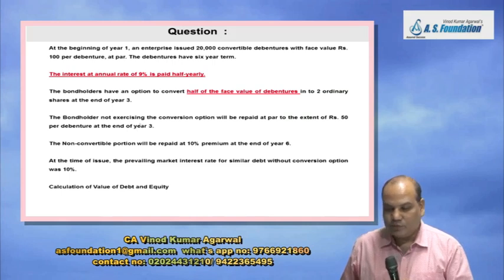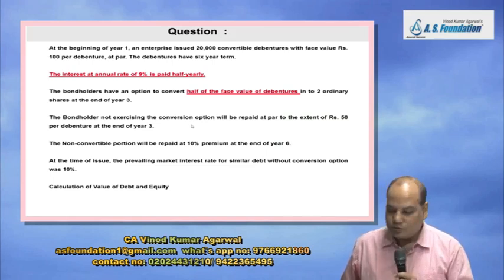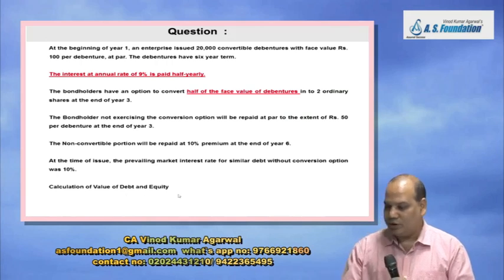So for the purpose of calculating the liability, you will assume cash will be paid here. The non-convertible portion will be repaid at 10% premium at the end of year 6. At the time of issue, the prevailing market rate for similar debt without conversion is a 10% discount rate. Find the value of debt and equity.